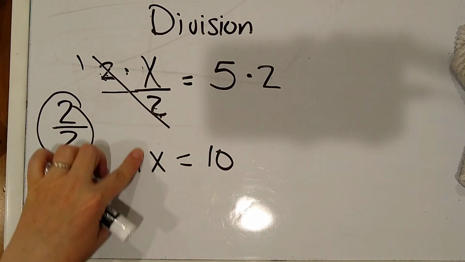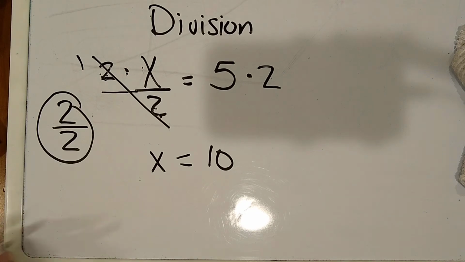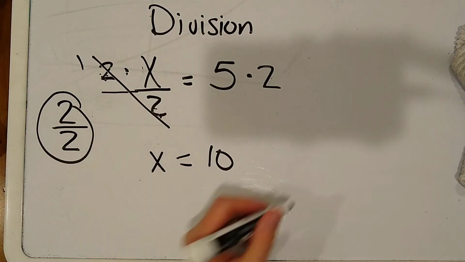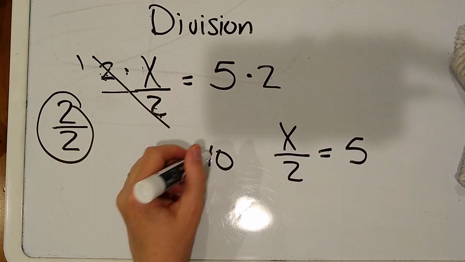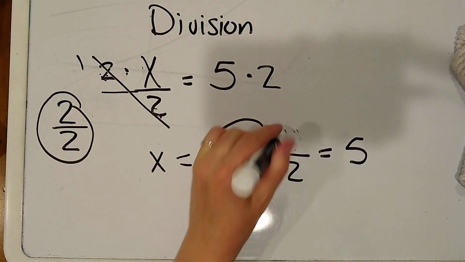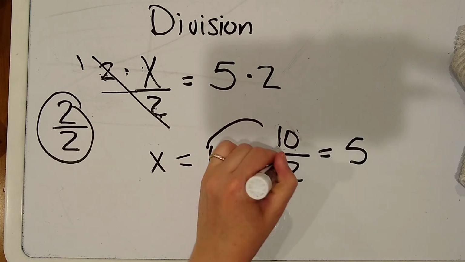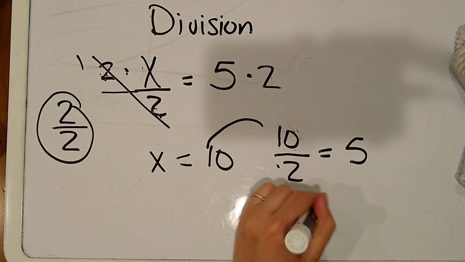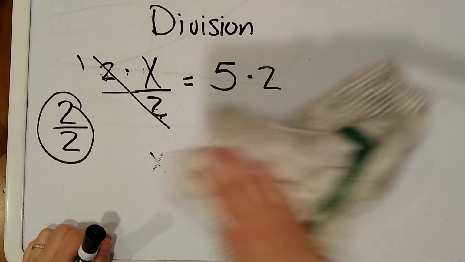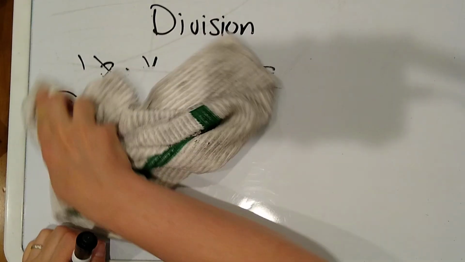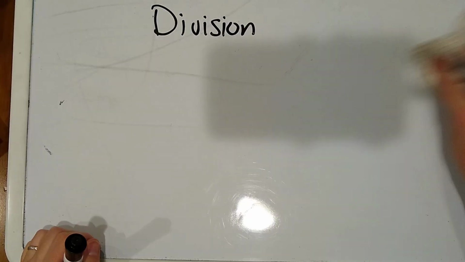Now I don't need to write the 1x, so I can just put x equals 10. How do I know if I got it right? Go ahead and substitute it back in. X is 10. 10 divided by 2 is 5. So 5 equals 5. Yay! That is right. All right, so let's look at another one.